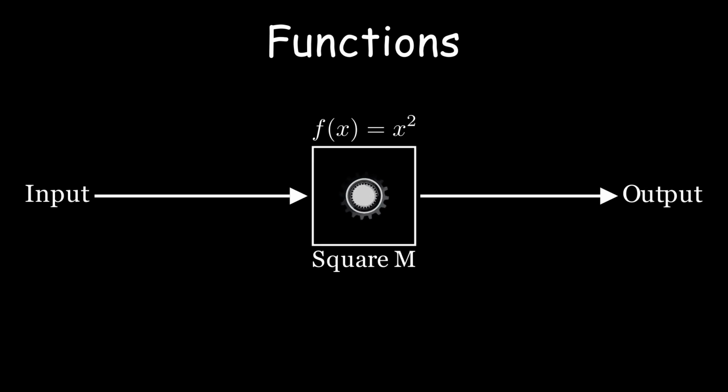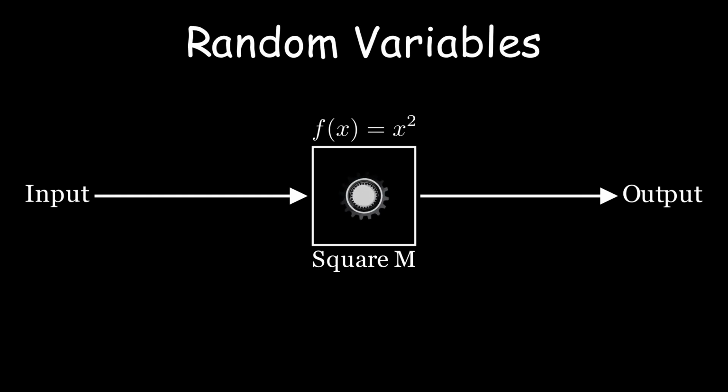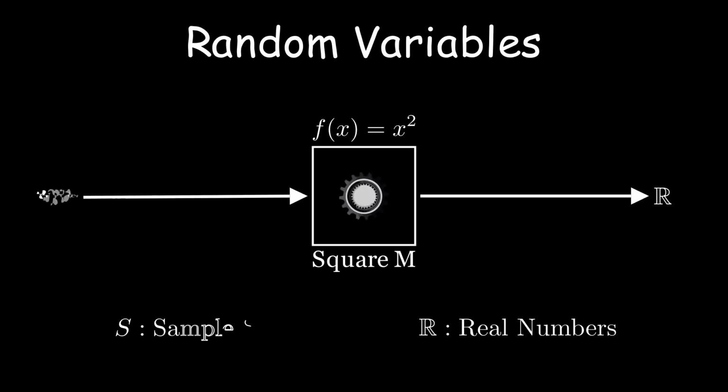Now that we know what functions are, understanding random variables will be easier. A random variable is a function that assigns a real number to each outcome in a sample space of a random experiment. Formally, a random variable X is defined as a function from S to R, where S is the sample space and R is the set of real numbers.